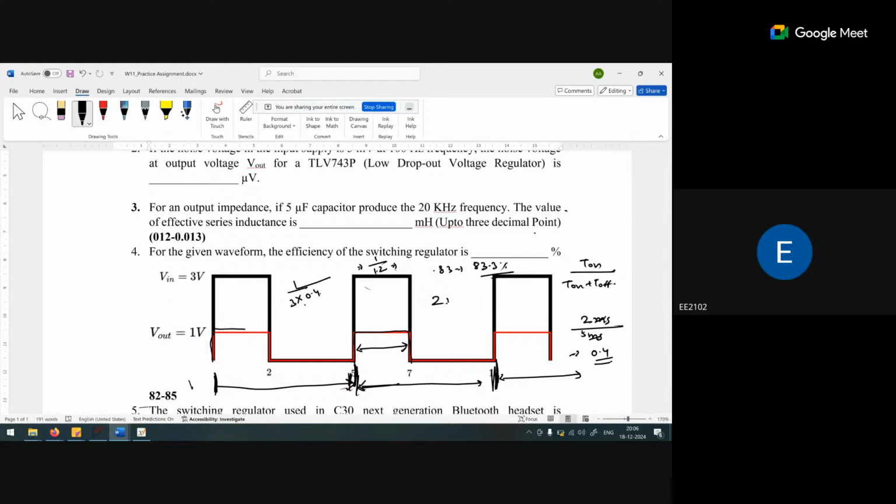Either the value will be in millisecond or in second. Duty cycle is a unitless quantity, because the numerator and denominator are both time periods, so the unit cancels out. Whether it is millisecond or second, there is no effect. T on is 2, and T off is from 7 to 10, that is 3, millisecond or second. So that is 2 divided by 5, that is 0.4.